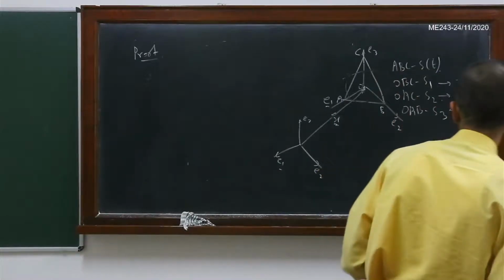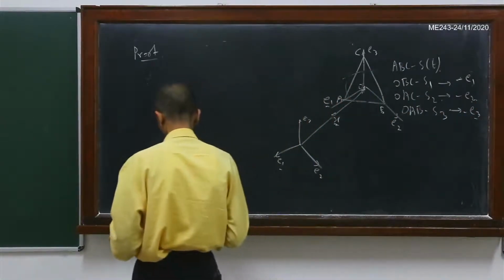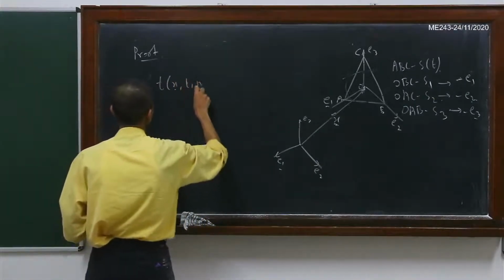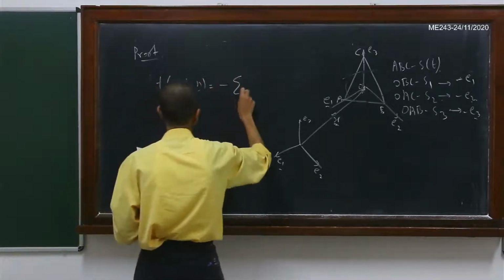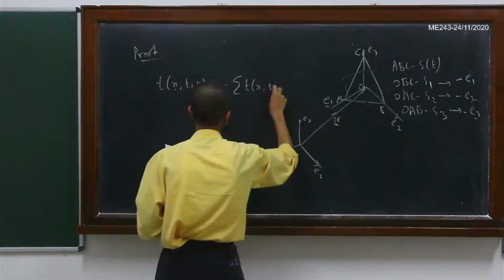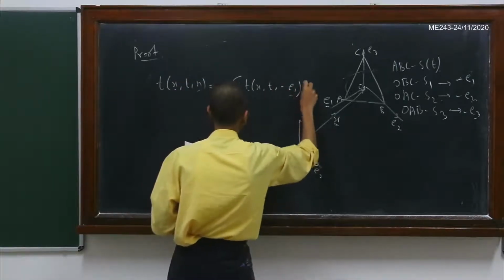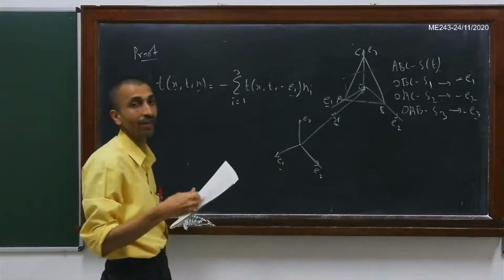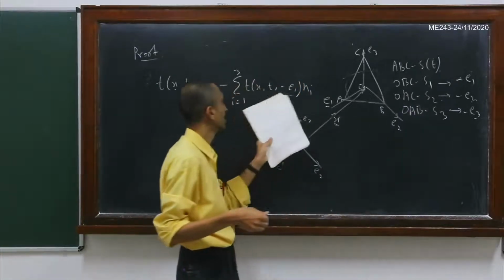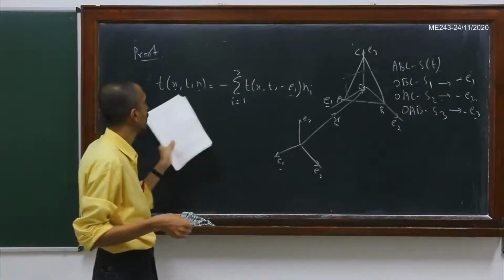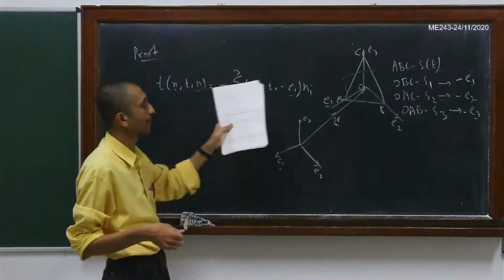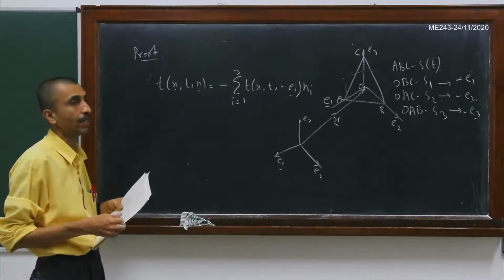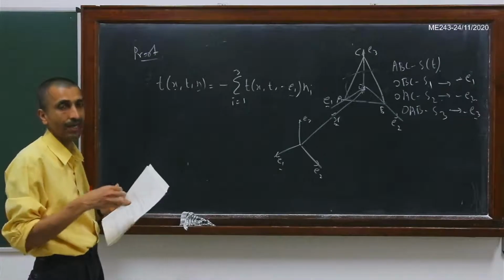So basically, when you shrink this to a particular point, what you will get is that T of x, t, n is equal to minus the summation of T of x, t, minus e_i times n_i, i equal to 1 to 3. This i equal to 1 to 3 indicates the three faces S1, S2 and S3. Corresponding to that, this is the contribution, and this is the term from the inclined surface. So T of x, t, n is related to the normals in this particular way. The volume term goes to 0 in the limit as h tends to 0.